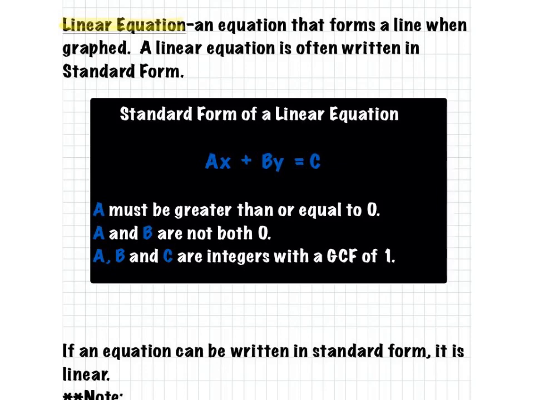And a, b, and c are integers, which means there are no fractions, no decimals. They're all integers. And they have the greatest common factor of 1. So no other number but 1 can divide all 3 numbers, a, b, and c, evenly.